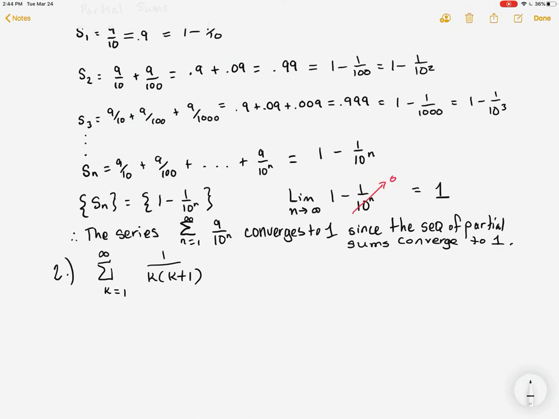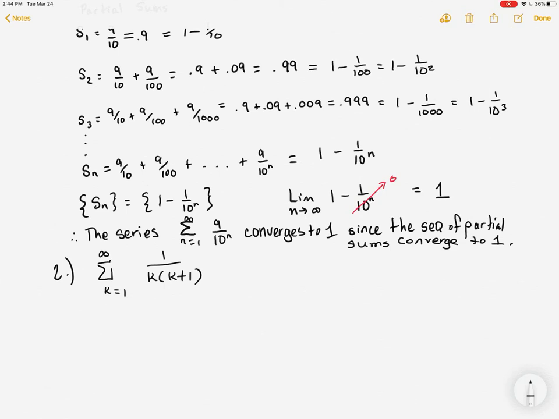Just fit that one in there. All right, so let's do it again. Not always can we get a good little sequence of partial sums, but in our next example, we can get a sequence of partial sums. Let's kind of take a look at it.